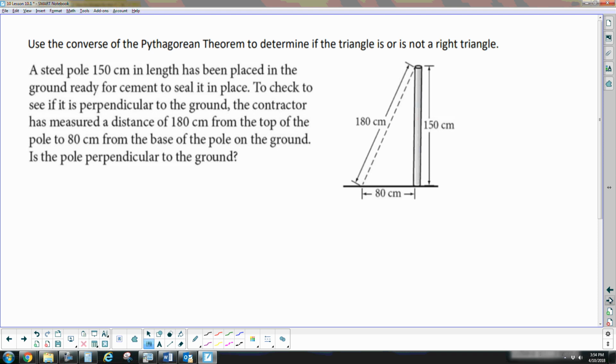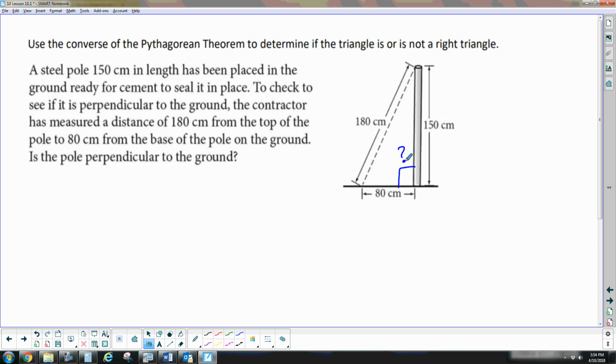So let's look at the converse for an example. So here we have a steel pole that measures 150 centimeters. It's on the ground. The contractors are ready to put the cement around it to seal it in place. But first we want to make sure it's perpendicular. So the contractor has measured the distance from the top of the pole to the base of the pole on the ground, and we're wondering if it's perpendicular to the ground. So is this a 90-degree angle? That's what perpendicular means.